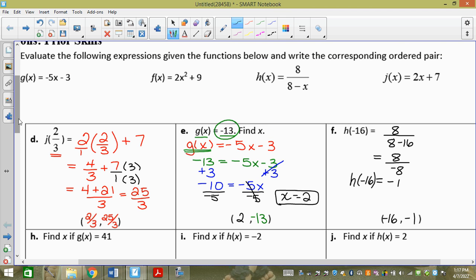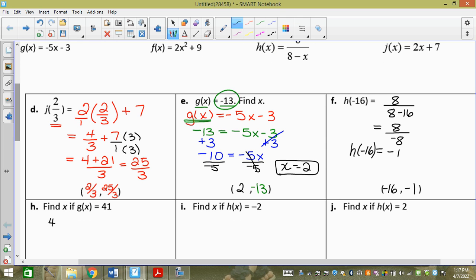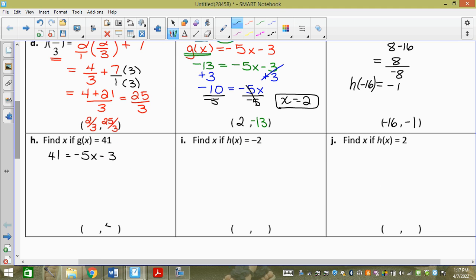Okay. We have g of x equals 41. So we can fill 41 in. We get 41 equals negative 5x minus 3. So they gave me the y. And so I'm going to get 41 plus 3 equals negative 5x. 44 equals negative 5x. Divide by negative 5. X equals 44 over negative 5. Or I can write it as negative 44 over 5 because the 5 can move. Okay, we'll look at I and then we're going to move on.